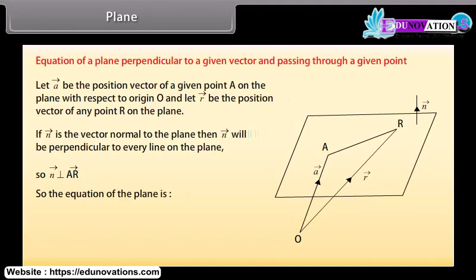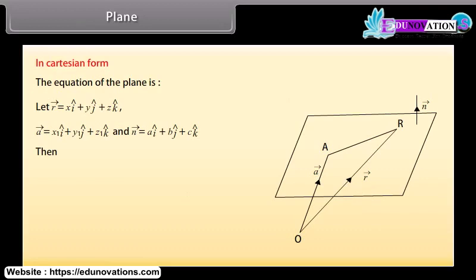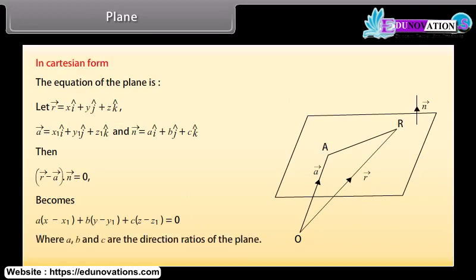So the equation of the plane is dot product of vector AR and N equals 0, or dot product of vector R minus vector A and vector N equals 0. In Cartesian form, the equation of the plane is, let vector R equals x cap i plus y cap j plus z cap k. Vector A equals x1 cap i plus y1 cap j plus z1 cap k. Vector N equals a cap i plus b cap j plus c cap k. Then, dot product of vector R minus vector A and vector N equals 0 becomes a into x minus x1 plus b into y minus y1 plus c into z minus z1 equals 0, where a, b, and c are the direction ratios of the plane.